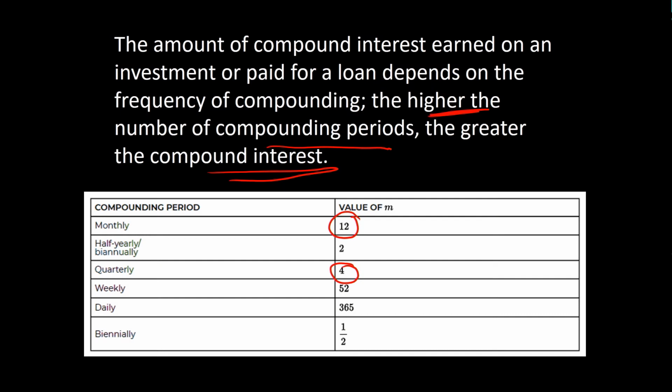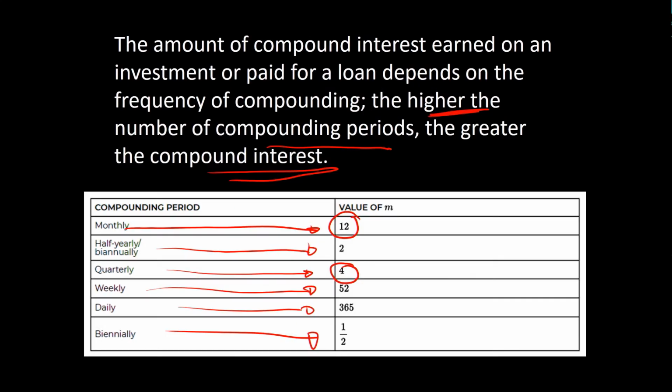All you can see in this little table is just rewriting what I've already spoken to you about before. If the compounding period is monthly, then the value of M will be 12. If the period is half yearly, which is the same as biannual, then M will be 2. Quarterly, M is 4. Weekly, M is 52. Daily, 365. All right, guys, those are important things that we need to remember, the value of M, especially when we are looking at different types of compound interest questions.